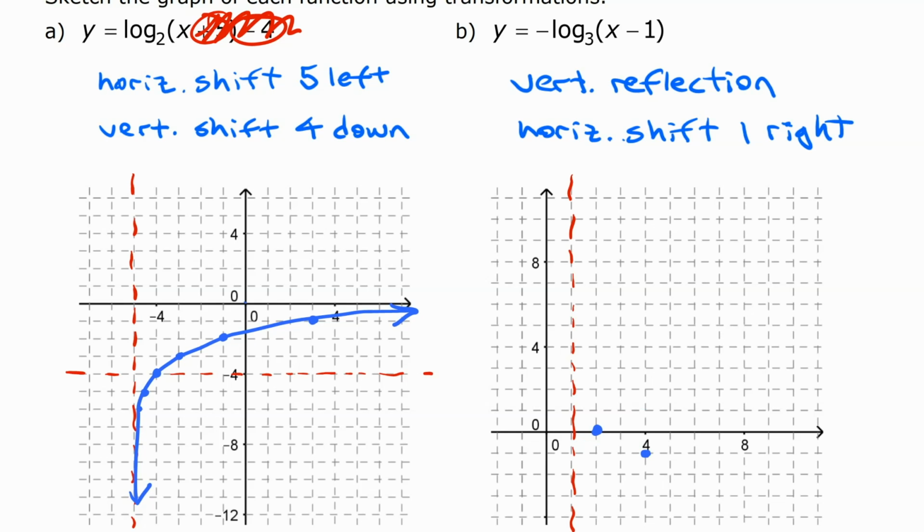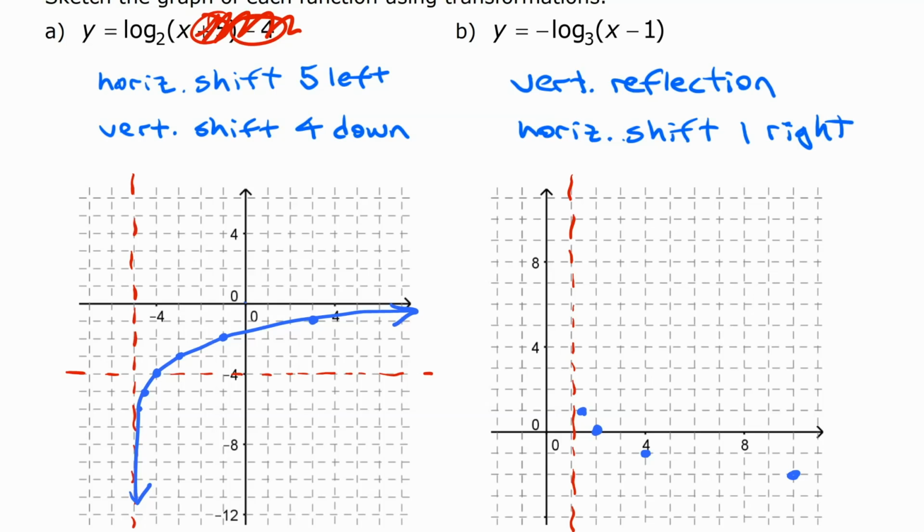Next nice point I can do is log base 3 of 9, which is going to be right there, 9 squares over there. Again, normally that would be 2, but it's reflected, so I'm going to put it down below here, negative 2, like that. And then we could do log base 3 of 1/3. Normally that would be negative 1, but again, reflected, so it's going to be up above there at positive 1. And then that's probably enough to get the shape right.